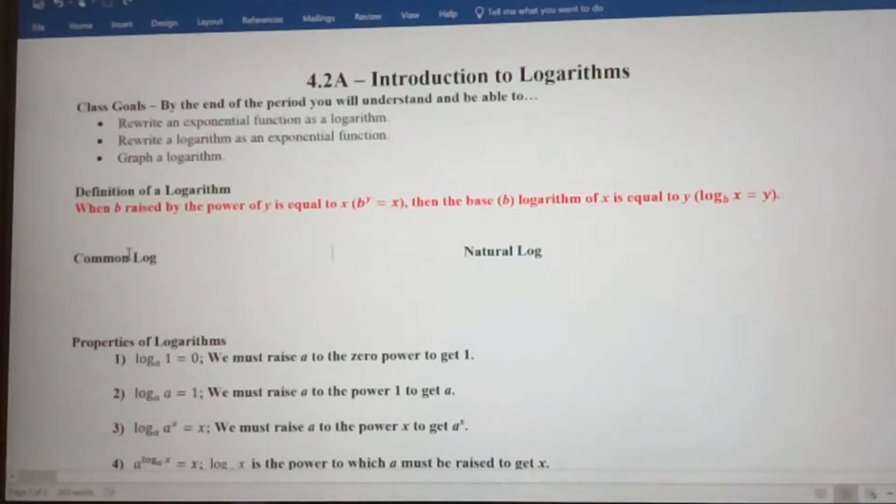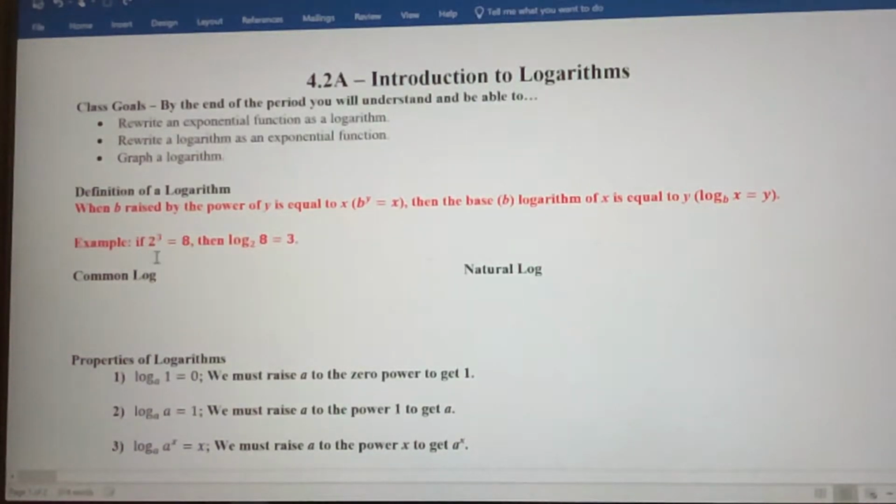All right, so let's take an exponential form first. When b raised to the power of y is equal to x, so b to the y power equals x, the base of this expression is b, the exponent is y. So the base b logarithm of x is equal to y. Notice the connection between this equation and this equation. The base is b. Notice that's the base of the logarithm. The exponent, y, comes over here, and our actual solution, x in this case, is going to be in that spot right there.